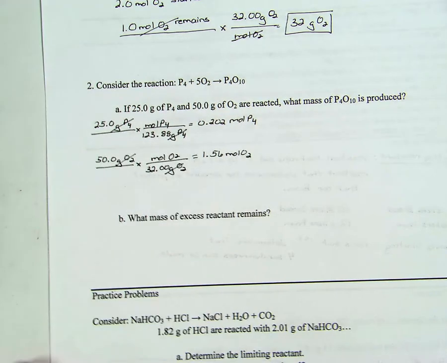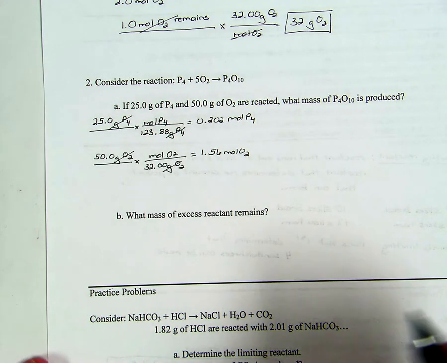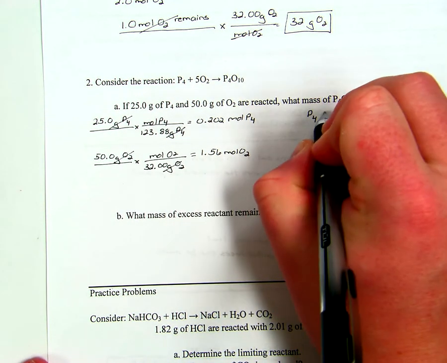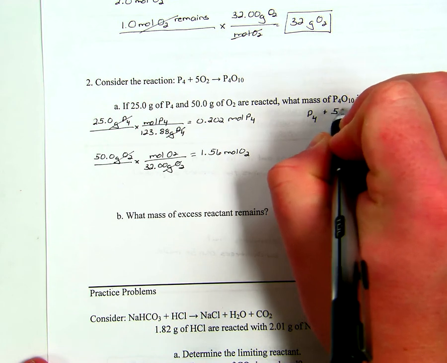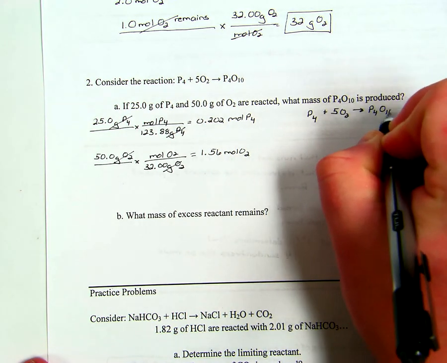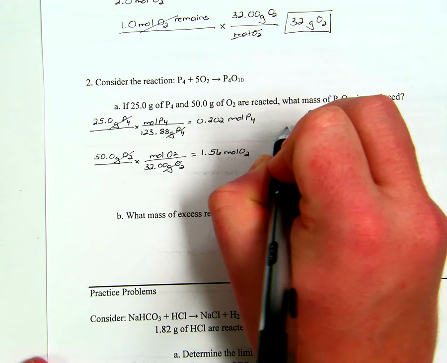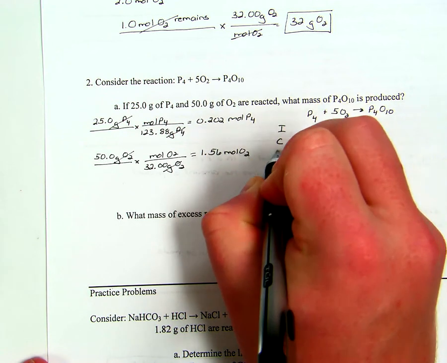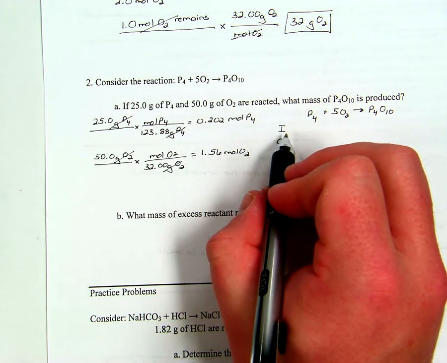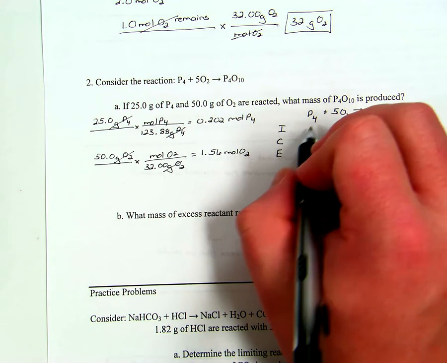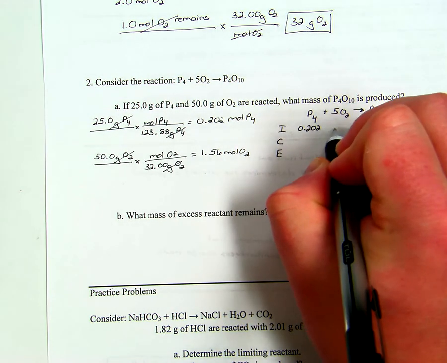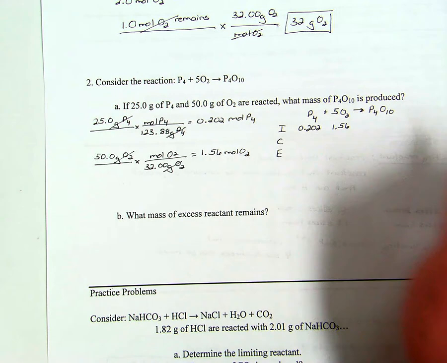Okay, so at this point, we're going to set up a chart. Again, at the top of the chart is simply the balanced equation. We have P4 plus 5O2 yields P4O10. Then along the left side, I'm just going to write ICE, I-C-E, where I is the initial. And again, this is all number of moles, not masses. So I have 0.202 moles of P4. I have 1.56 moles of O2, and I don't have any product to start with because the reaction hasn't occurred yet.